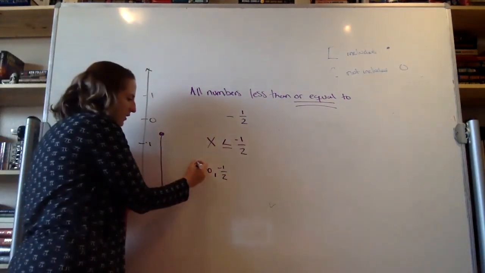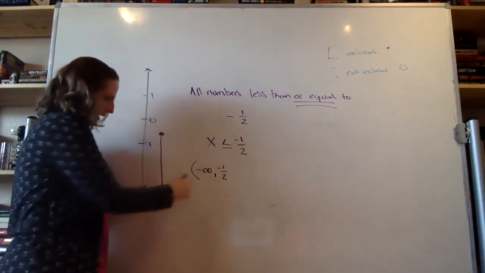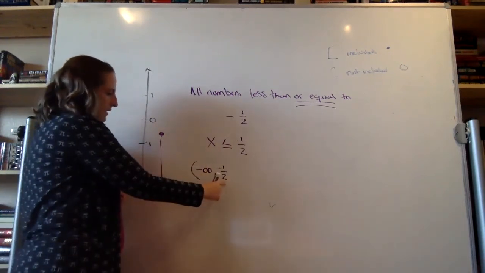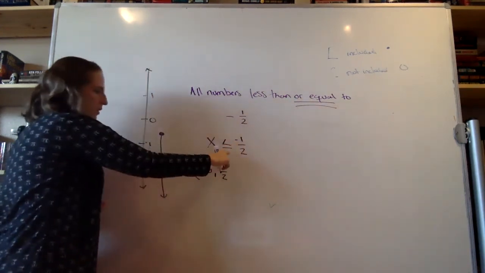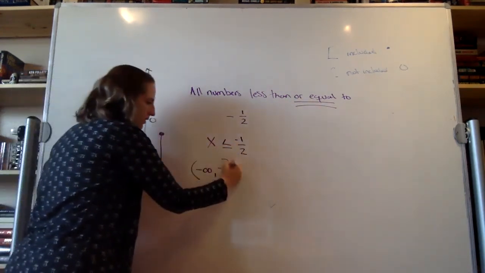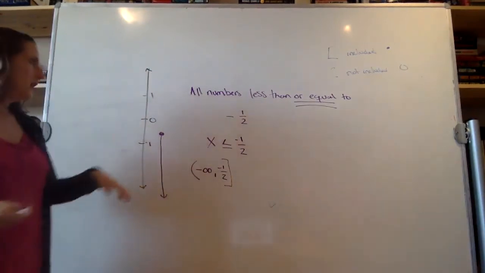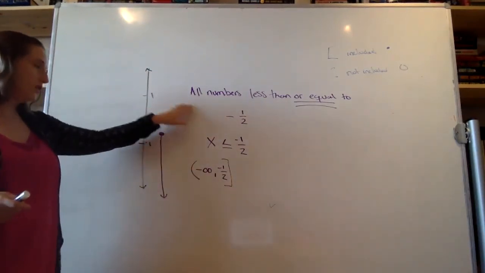I never include infinity. It's always a parenthesis. I can't actually get there. And in this case, am I going to include -1/2? Well, it's less than or equal to. Less than or equal to, solid circle. It's included. So there's our interval that shows all numbers less than or equal to -1/2.